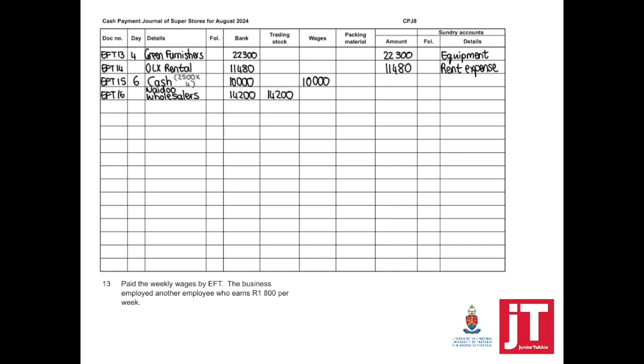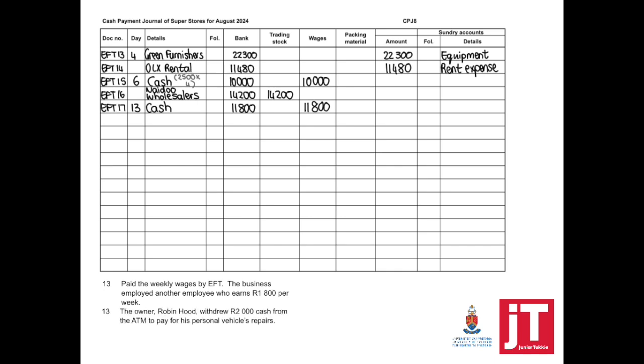Day 13, paid the weekly wages by EFT. The business employed another employee who earns 1,800 per week. So now if I start with the source document, EFT, number 17, cash. Before it was 10,000, another employee was added who earns 1,800. So my weekly wages will now be 11,800.